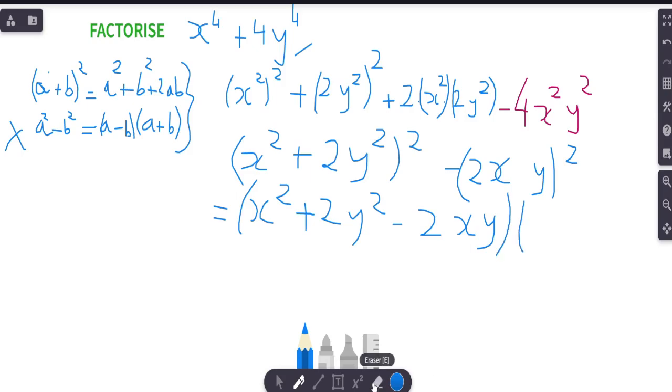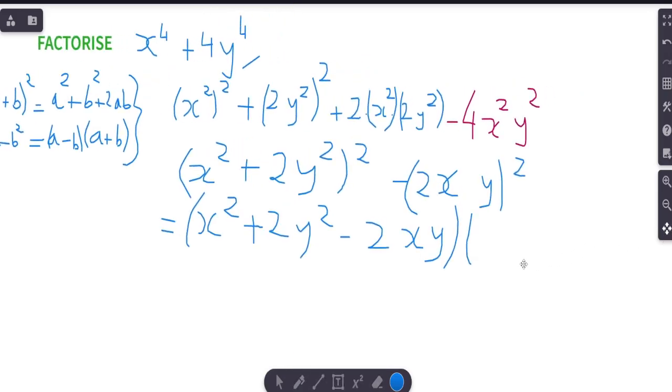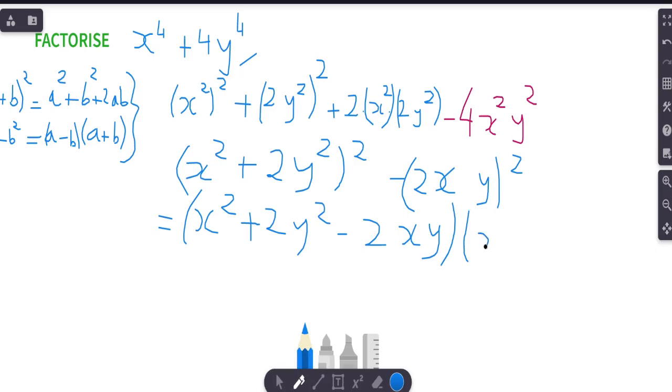and here another factor: x squared plus 2y squared plus this time 2xy. So now we have factorized our expression x to the 4 plus 4 multiplied by y to the 4.